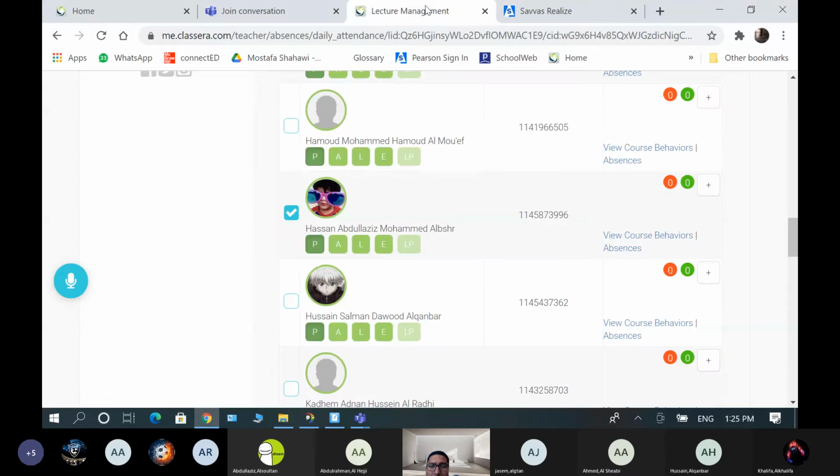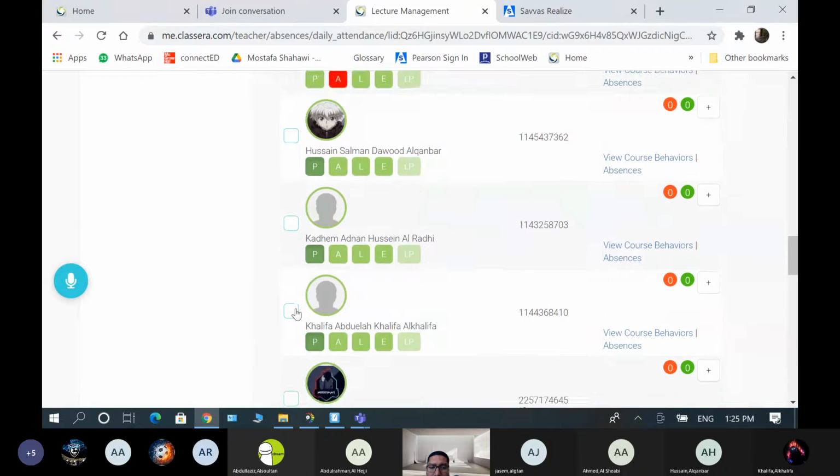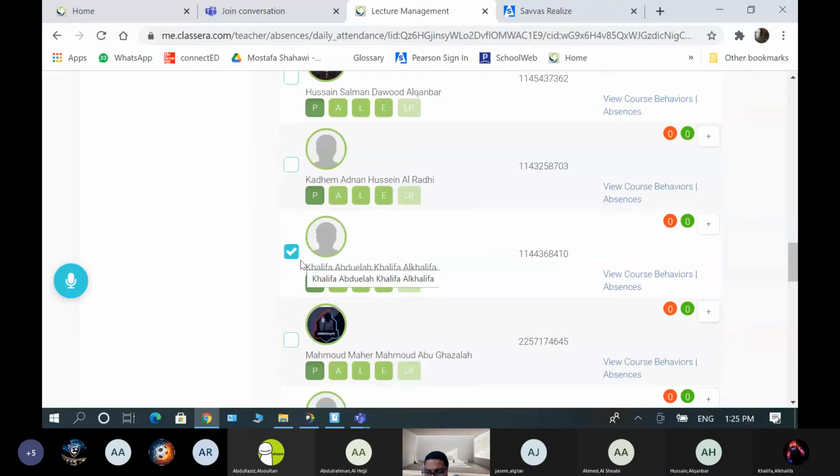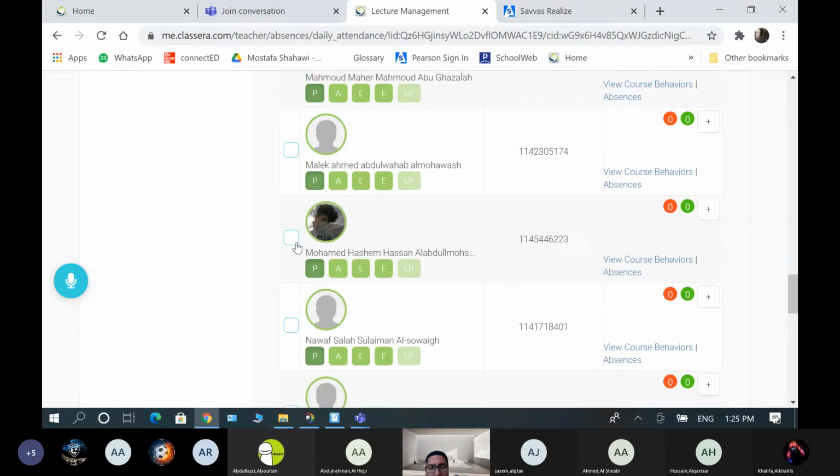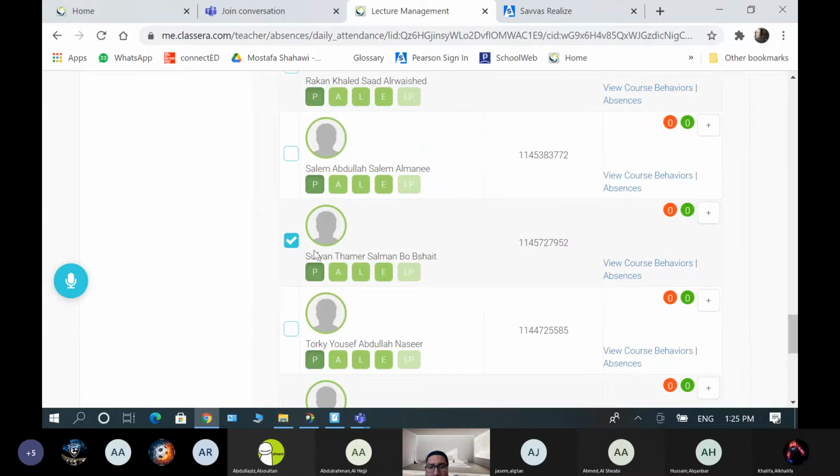So Hassan al-Bishr is here. Hassan al-Bishr. Khalifa. Khalifa. Muhammad Hashim. Sufyan. All of these are absent.